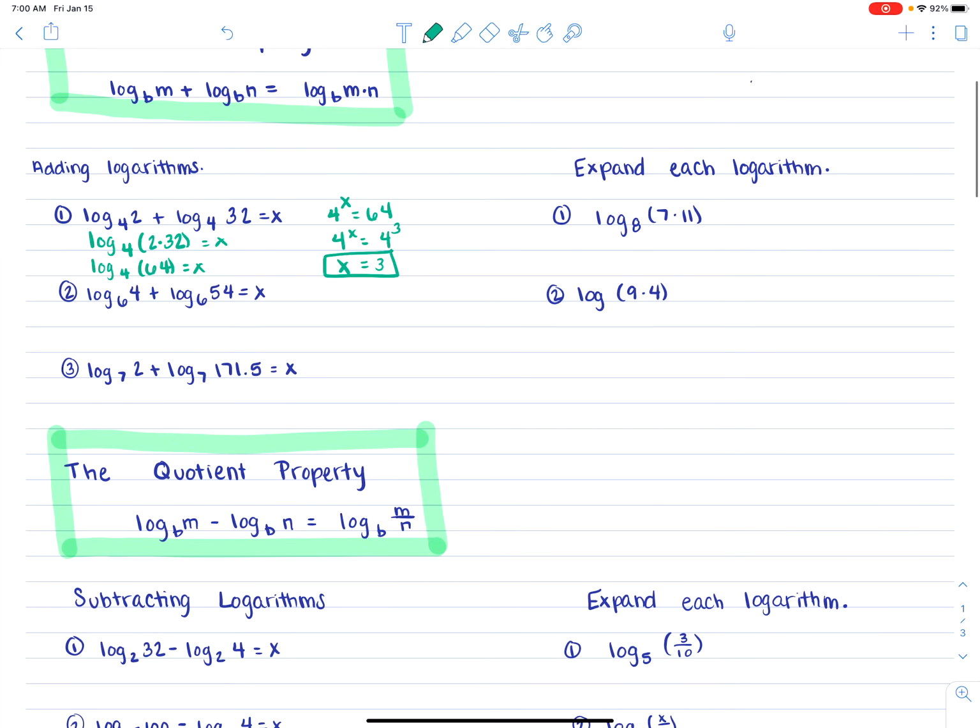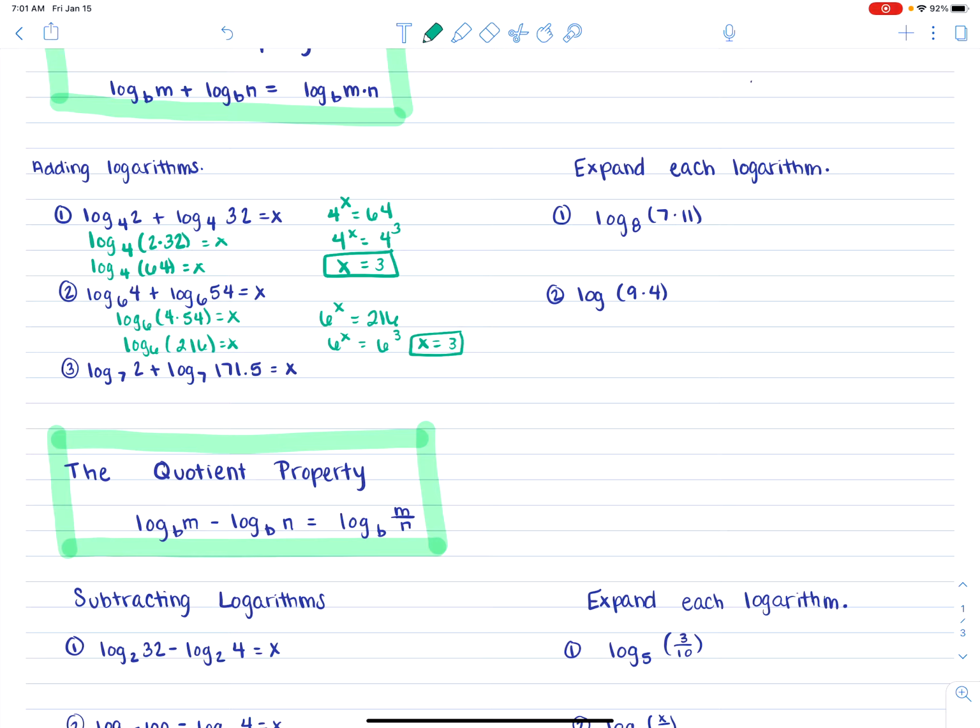Okay, if I have log base 6 of 4 plus log base 6 of 54, I can't do anything with that until I put them together into one single log. So I could say it's really log base 6 of 4 times 54, which is log base 6 of 216. Okay, that's using the property. But now that it looks like that, we could solve it, because 6 to the x power equals 216. 216 is really 6 cubed. So x equals 3.